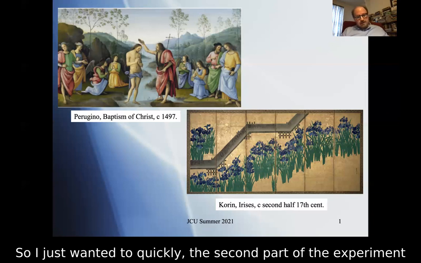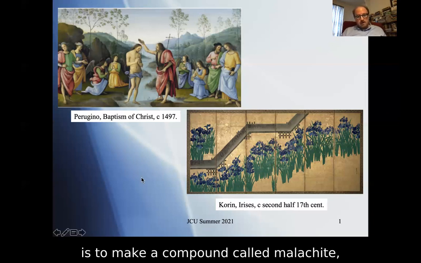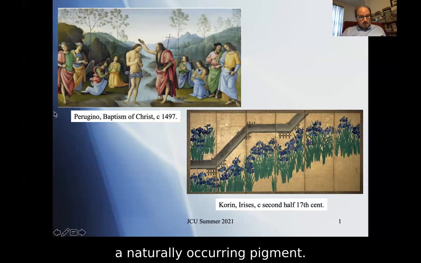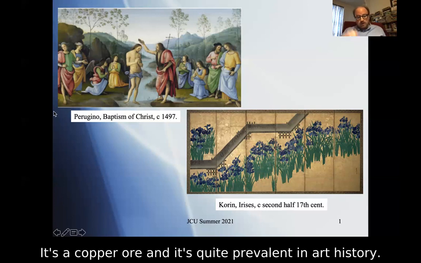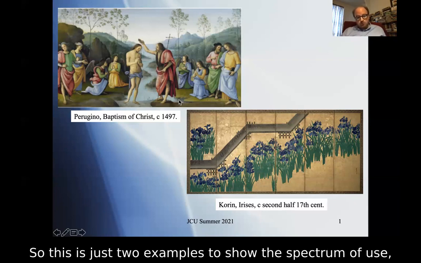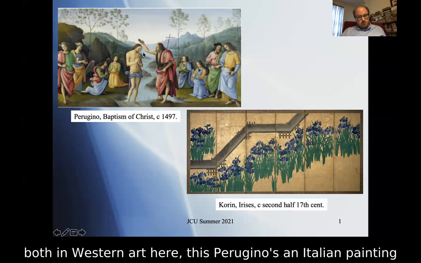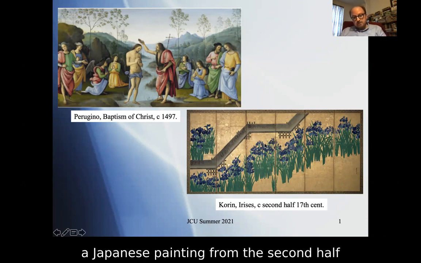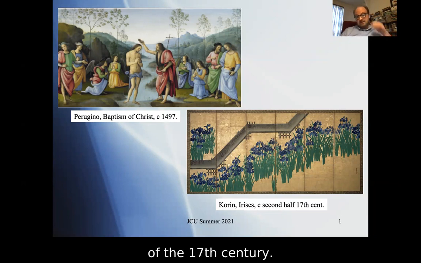So I just wanted to quickly mention the second part of the experiment, which is to make a compound called malachite, which is a copper compound that actually is a naturally occurring pigment. It's a copper ore, and it's quite prevalent in art history. So these are just two examples to show the spectrum of use, both in Western art. Here, this Perugino is an Italian painting from the 15th century, and this Korean screen is actually a Japanese painting from the second half of the 17th century.